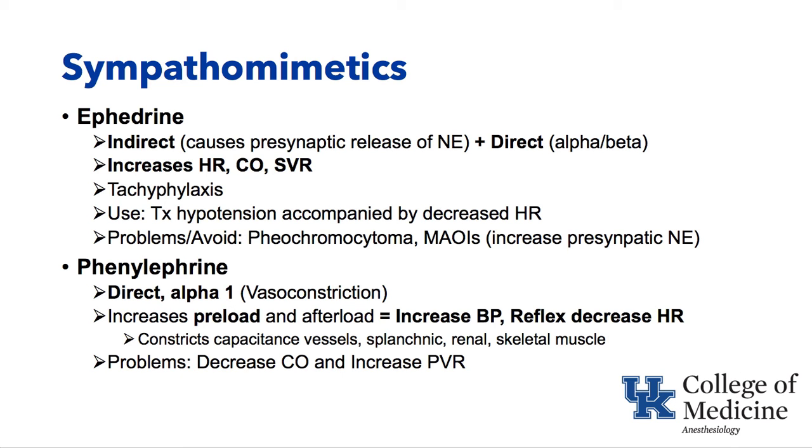Some problems with it: if you give phenylephrine to a patient whose cardiac function is not very good, let's set up an example of an EF of 15%, their blood pressure is down, and you give phenylephrine, which raises afterload and preload, that heart may not like it, and cardiac output may actually go down. Phenylephrine can also vasoconstrict the pulmonary vascular resistance.